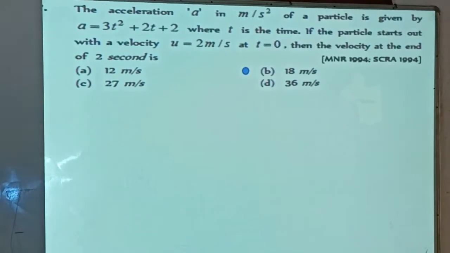Next question: the acceleration a in meter per second square of a particle is given by a is equal to 3t square plus twice t plus 2, where t is the time. The particle starts out with a velocity u is equal to 2 meter per second at t is equal to 0. Then the velocity at the end of 2 seconds is, okay.